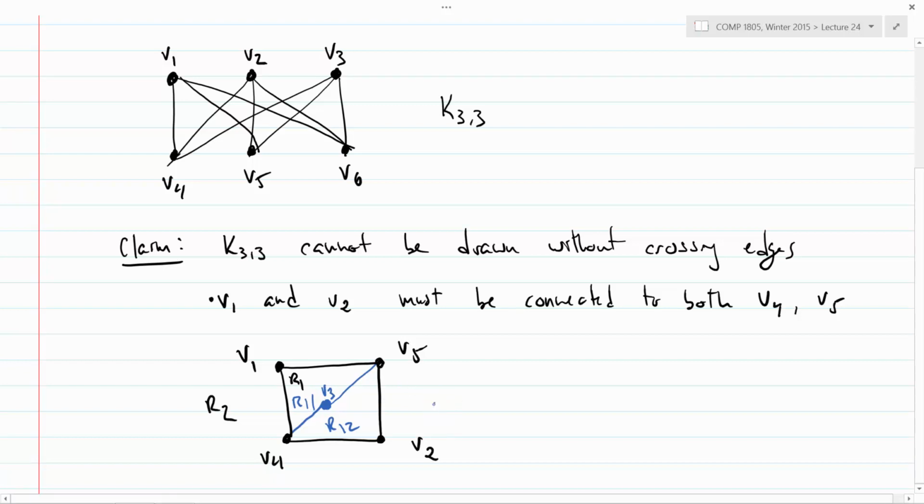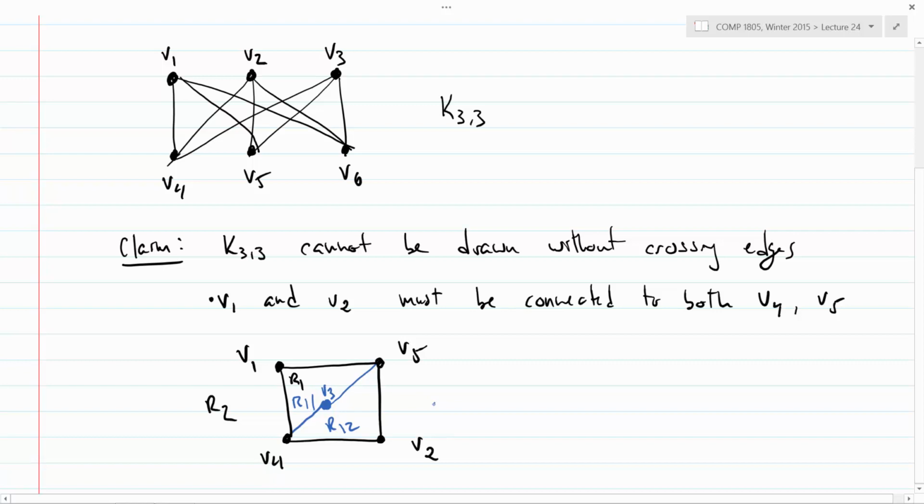And there's no other spot I could put V3. Right? V3 has to be in the box or out of the box. And either way, it doesn't work. So that means that I can't possibly draw this graph without an edge crossing, because I tried every possibility and none of them worked.